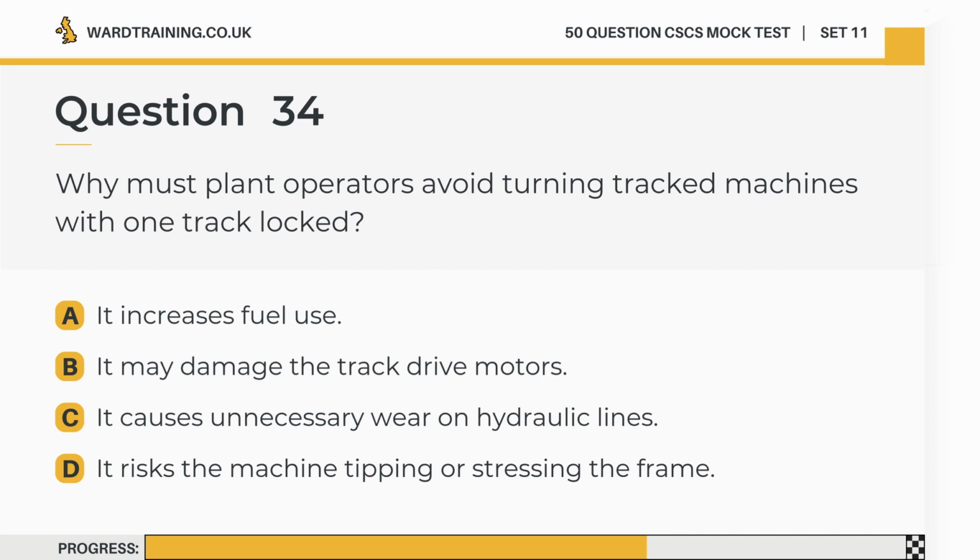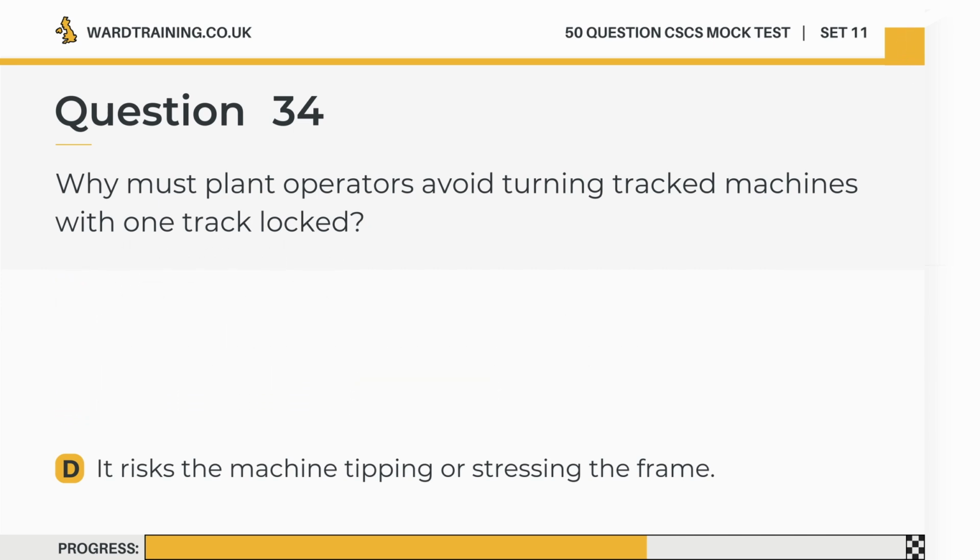The correct answer is D. It risks the machine tipping or stressing the frame.